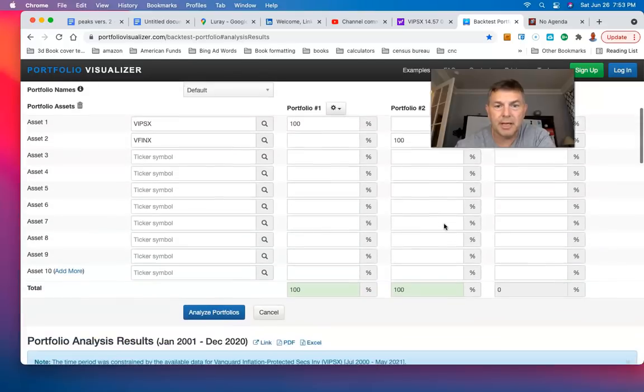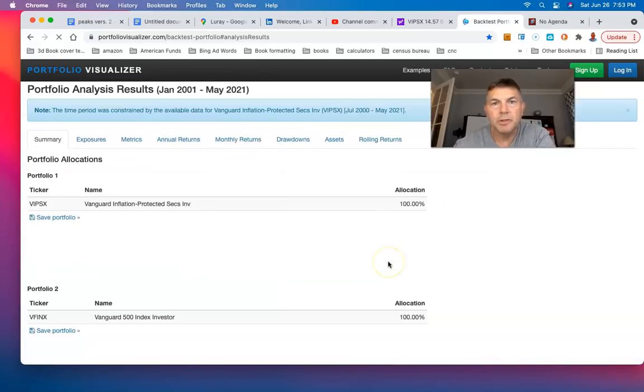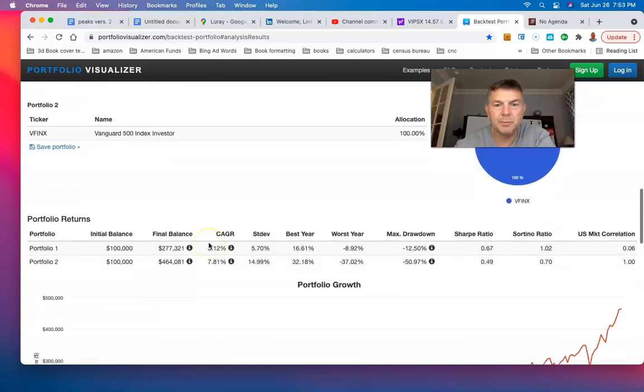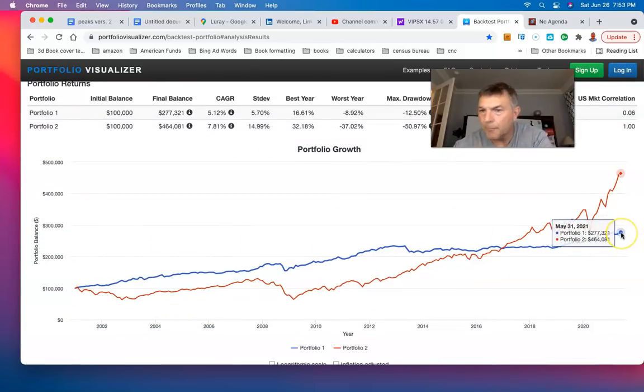Now, we're going to start with $100,000. We're not taking money out. We're just going to go back and see what we're looking at. So basically, portfolio 1 is the inflation protected fund right here. Portfolio 1 did $100,000 in 2000, and is worth $277,000 now. That's not so shabby. $100,000 in the S&P 500 is worth not quite twice that, but significantly more than that, $464,000. So the S&P 500 advanced 460%, whereas the Treasuries advanced at 277%.